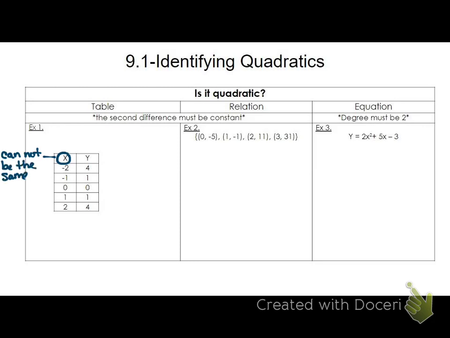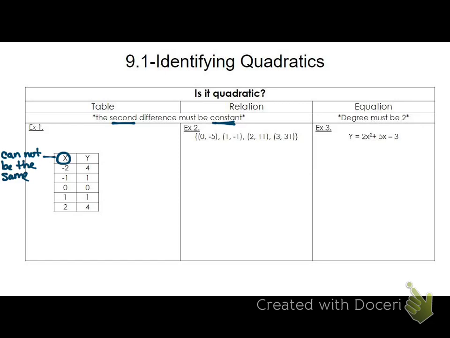So the x's, they cannot be the same, okay? Now, the next thing that we're going to look at are the y's. Now, when we're looking at the numbers in the y, we're going to find the difference of them not once, but twice. In order for it to be quadratic, the second difference must be constant. So the second difference must be constant. What does constant mean? And I'm not talking about a number without a variable. If something is constant, it's the what? The same, okay? So the second difference must be the same.